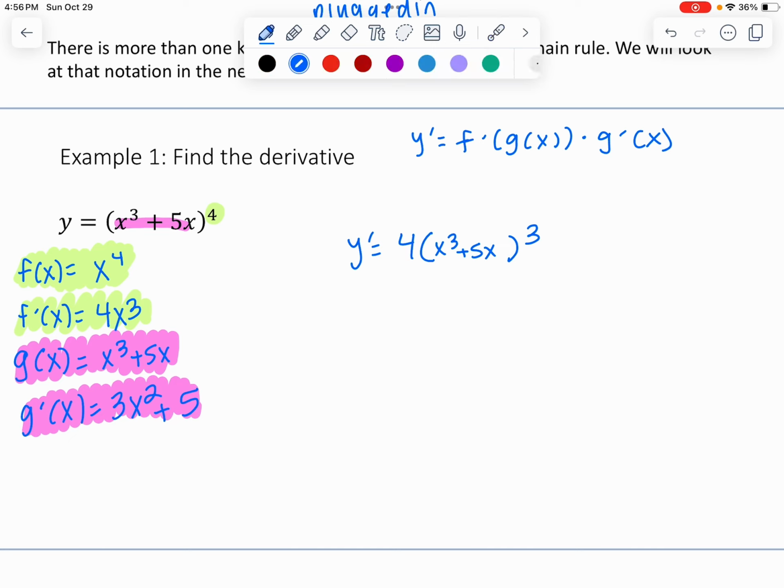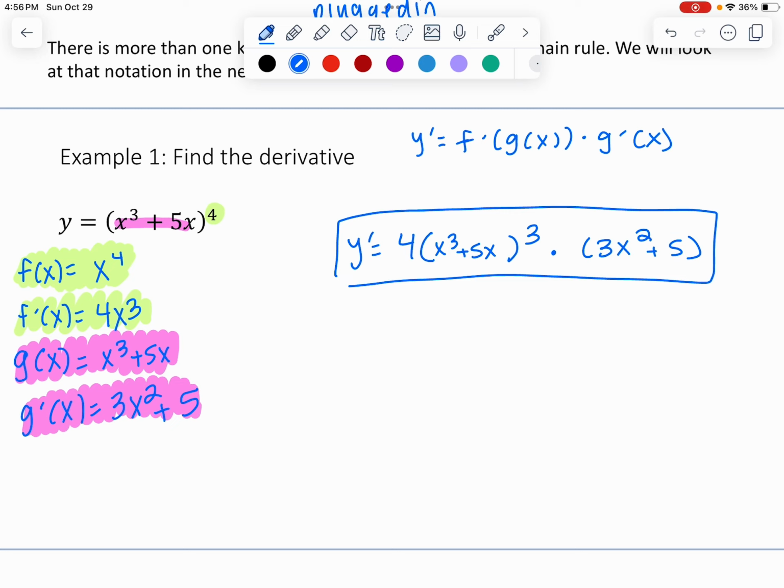And so it really does just look like the power rule. The only difference is I'm going to multiply by the derivative of the inside. So because the inside is x cubed plus 5x, I'm going to multiply this whole thing by its derivative, which is 3x squared plus 5. And that is my answer. So that is the derivative of x cubed plus 5x to the fourth power. So let's go on.